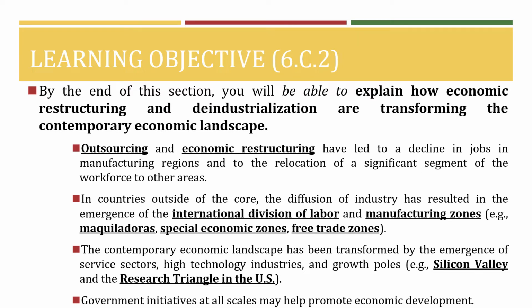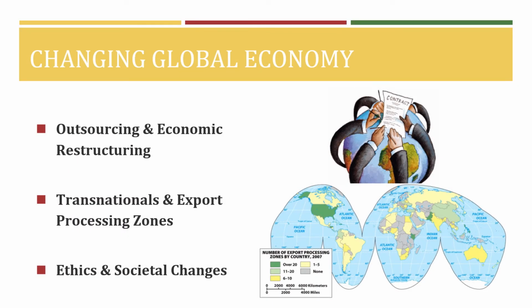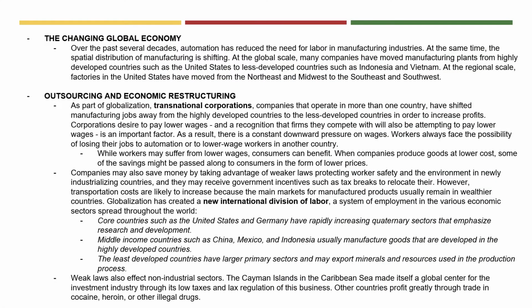The contemporary economic landscape has been transformed by the emergence of service sectors, high technology industries, and growth poles, places like Silicon Valley and the Research Triangle in the US. Government initiatives at all scales may help promote economic development. So in this next section, we're going to talk about outsourcing and economic restructuring, transnationals and export processing zones, and ethics and societal changes. Over the past several decades, automation has reduced the need for labor in manufacturing industries.